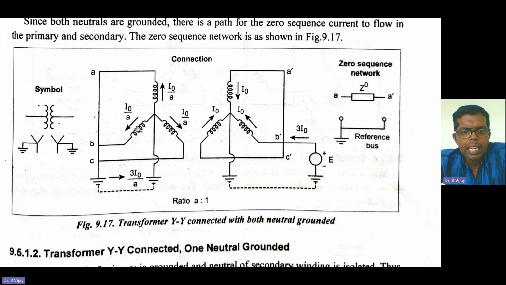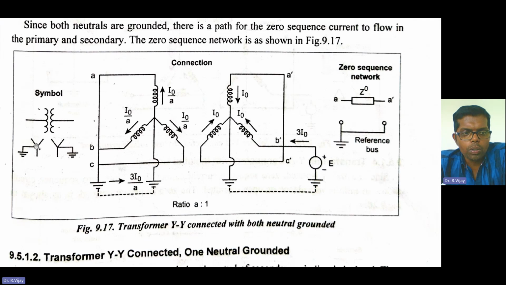Here you see the transformer star to star with both neutrals grounded. This is the internal impedance diagram, also having the current as IA, I0 divided by A. In the neutral you will get 3 I0 divided by A, because in the neutral we need to add all the currents. Similarly, in this star also, you will have the current as I0.